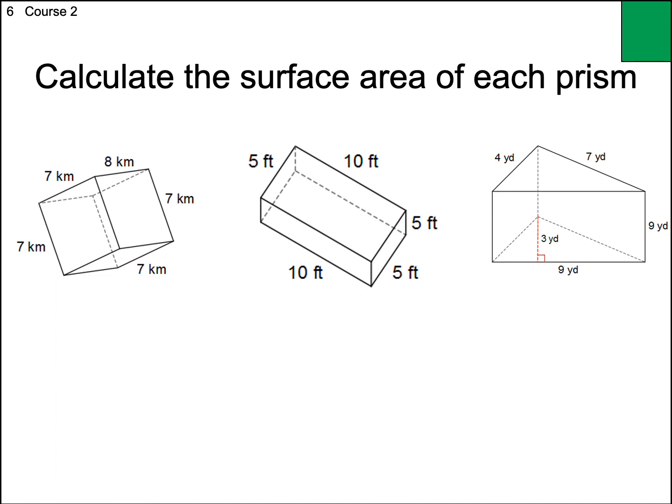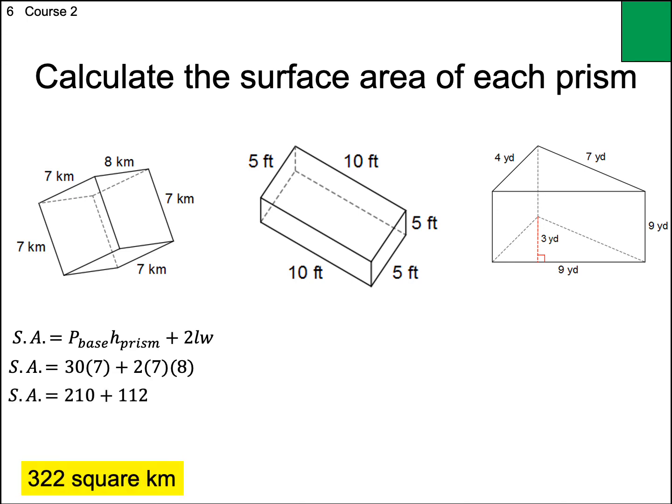Pause the video, obviously, while you're doing this, and then come back and check your answers to mine. Okay, let's check our answers. For the first rectangular prism, it depends upon what you used as your base. For mine, my perimeter, I used the top and the bottom as my base, so that's why those are my numbers. If you used left and right or front and back as your base, you might have slightly different numbers plugged in. However, your answer will still be the same if you did it correctly.